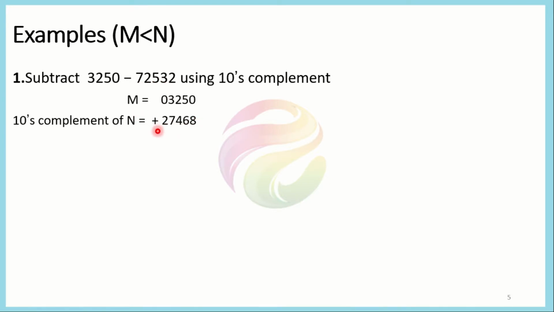And now we have to perform the addition instead of the subtraction. So we will apply the normal decimal addition to this part. In this case, when we add all these numbers column wise, we will get this result. In this case, there will be no end carry generated because m is less than n.